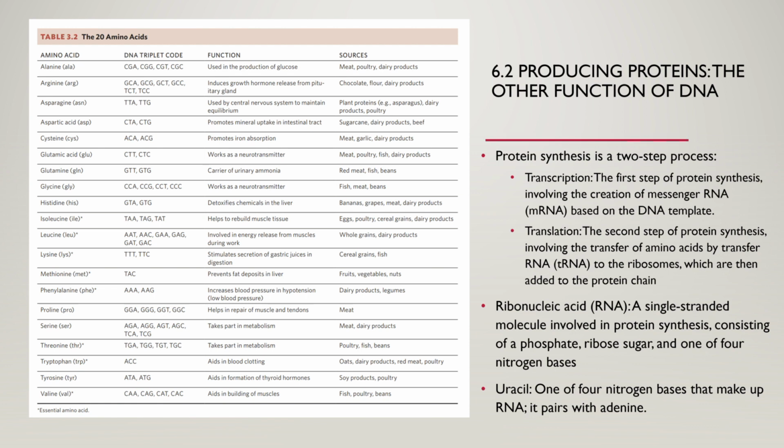A single template for another kind of nucleic acid: ribonucleic acid is a single-stranded molecule involved in protein synthesis, consisting of a phosphate, ribose sugar, and one of 4 nitrogen bases. RNA has the same nitrogen bases as DNA, except that uracil replaces thymine and matches with adenine, while guanine continues to pair with cytosine.